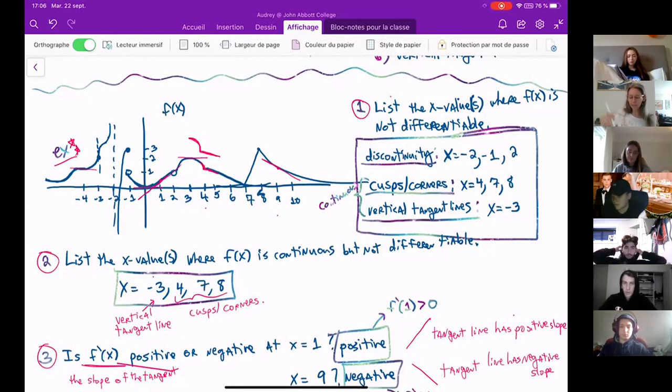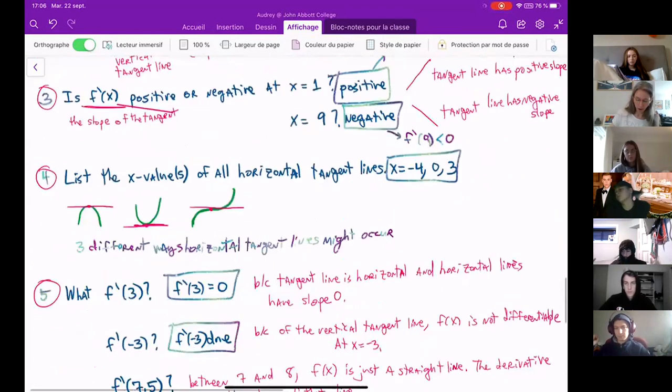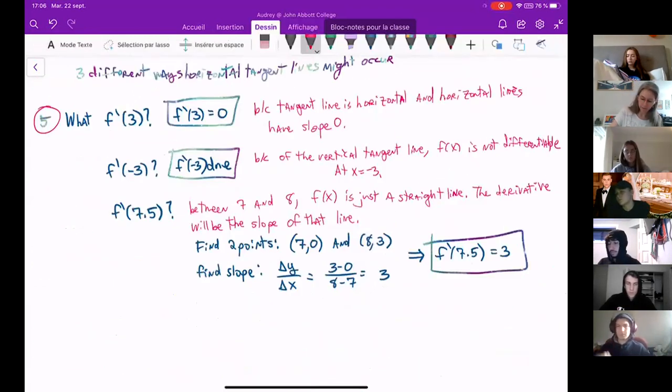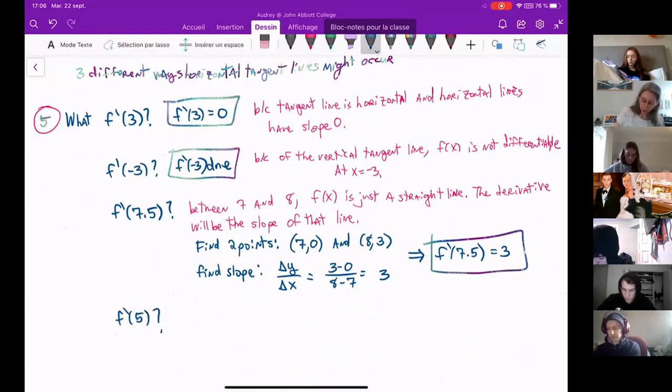Does not exist. 7 is one of the things that showed up in question 1. That's a cusp or a corner. There is no derivative. Same with 4. 4 showed up there. But I could ask you about 5. I could ask you about 6. Could I even ask you about like 6.9? Yeah, anything between 4 and 7. Anything between 4 and 5, and anything between 7 and 8. So why don't we do that? Why don't we ask you about f of 5? What is f prime of 5? So first we find our 2 points. What are 2 points?